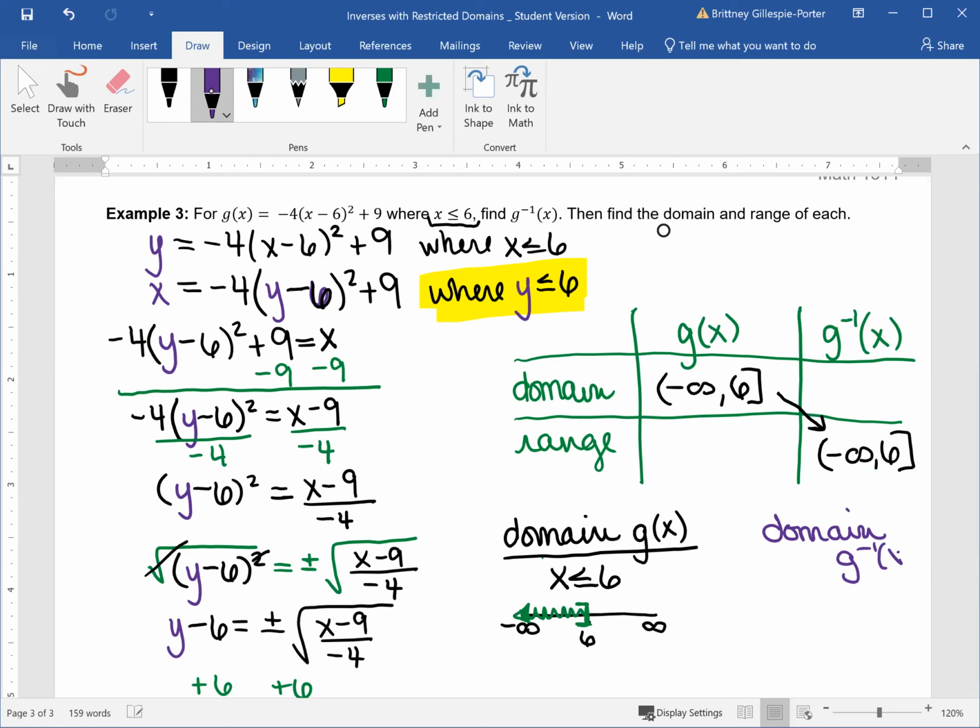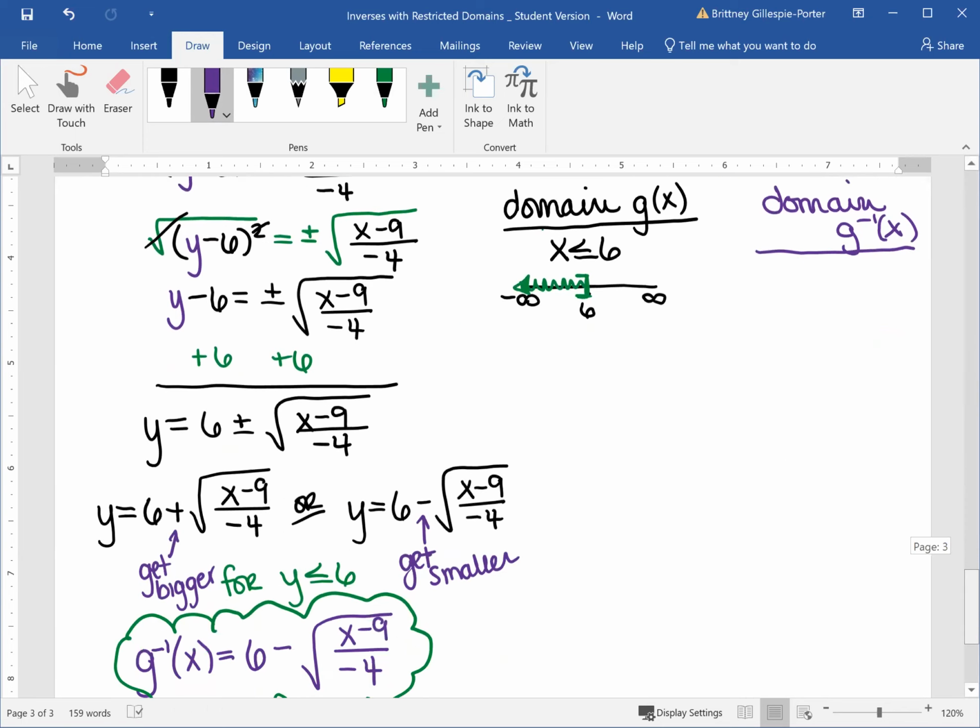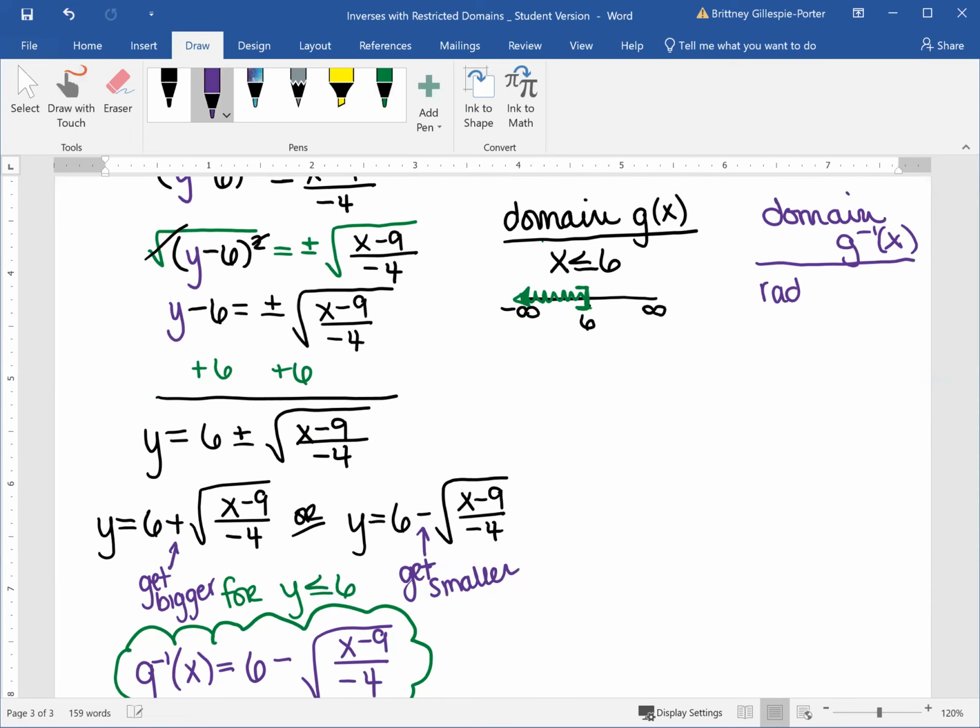So let's look at the domain of our inverse. Our inverse, I'm going to scroll down just a little bit. There we go. Is a radical function. And you have to determine its index. Because our index is 2, which is even, we actually have to do some work. Remember, if it's odd, our domain is all real numbers, negative infinity and positive infinity. So we're going to take what's under the radical, set it greater than or equal to 0, and solve.